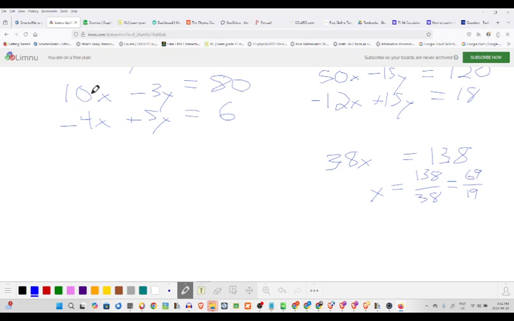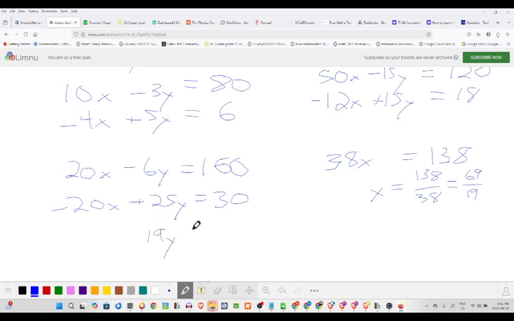Okay, so again, eliminating x, multiplying the top by 2 and the bottom by 5. 20x minus 6y is 160. Negative 20x plus 25y is 30. Add these up. We still have our 19y here. Nothing on the left would have changed. But now when we add these, we get 190. Y is 10.